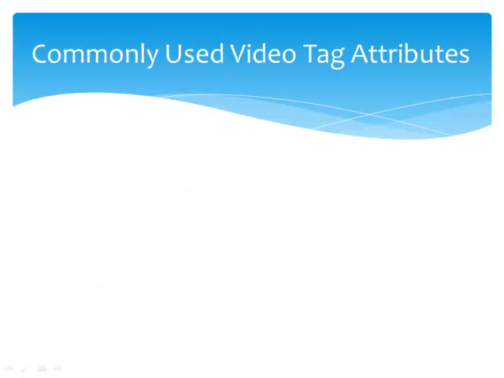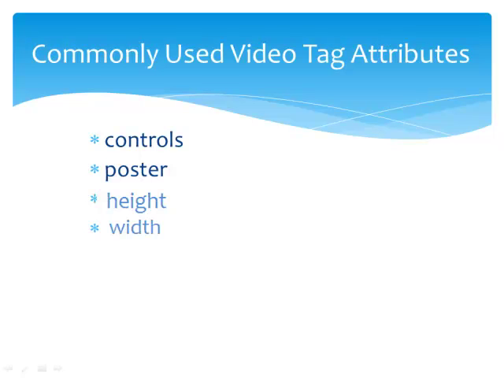Here's an overview of the attributes that are commonly used with the video element. The controls attribute indicates whether a console with controls, such as play and pause buttons, will display. The poster attribute configures an image to display while the video is being downloaded. The height attribute configures the video height in pixels. The width attribute configures the video width in pixels.